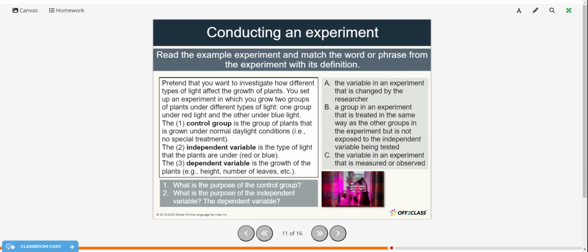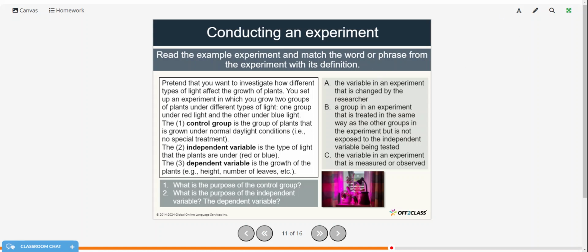The control group is the group of plants that is under normal daylight conditions, no special treatment. The independent variable is the type of light that the plants are under, red or blue. And the dependent variable is the growth of the plant's height, number of leaves, etc.